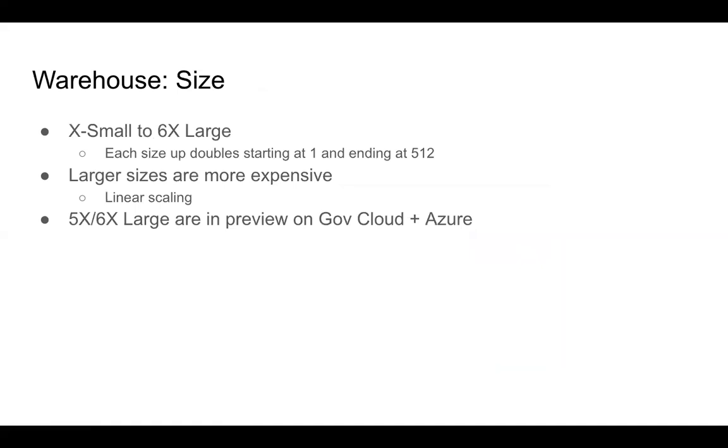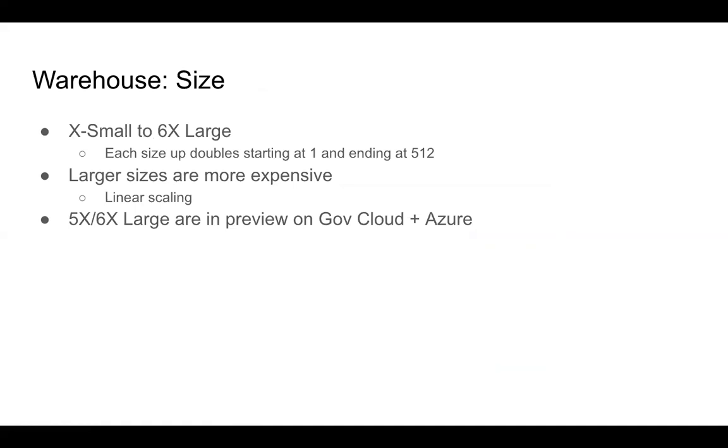We saw that drop-down menu with size. We talked a little bit about the size. The size can vary from extra small up to 6X large. So it just goes extra small, small, medium, a very natural ordering. Each size will double. So extra small is 1, and 6X large is 512. And it just goes 1, 2, 4, 8, and so on.